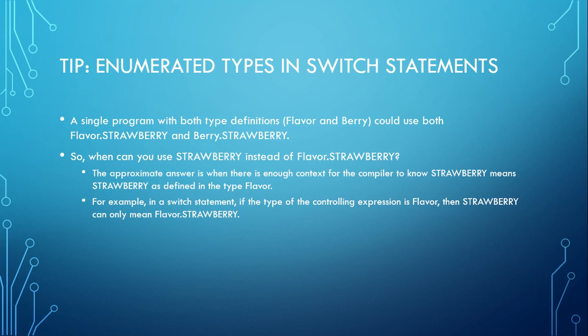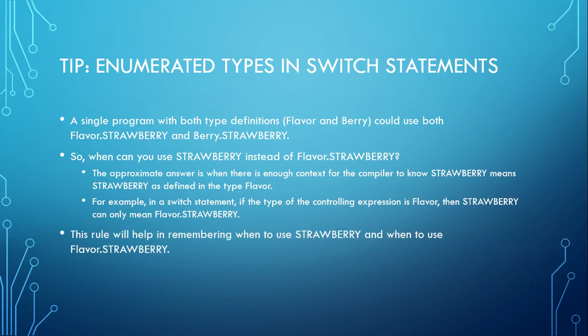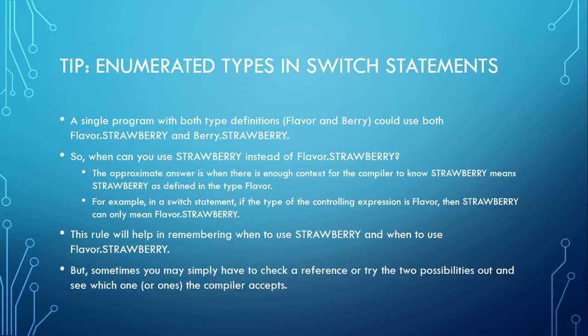So when can you use STRAWBERRY instead of Flavor.STRAWBERRY? The approximate answer is when there's enough context for the compiler to know STRAWBERRY means strawberry as defined in the type Flavor. For example, in a switch statement, if the type of the controlling expression is Flavor, then STRAWBERRY can only mean Flavor.STRAWBERRY. This rule will help when remembering when to use STRAWBERRY and when to use Flavor.STRAWBERRY. But sometimes you may have to check a reference or try the two possibilities out and see which one or ones the compiler will actually accept. So if you're not sure, just try it out a little bit.